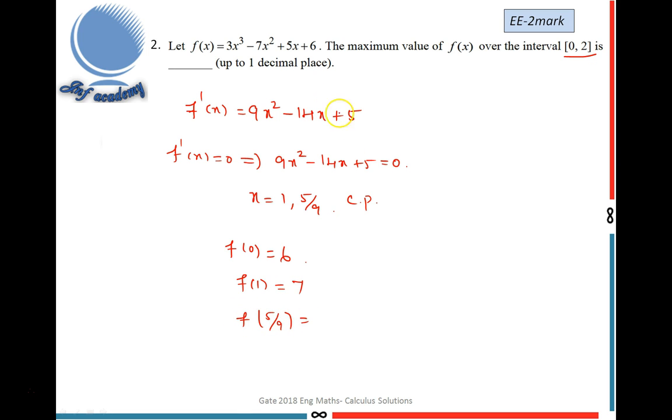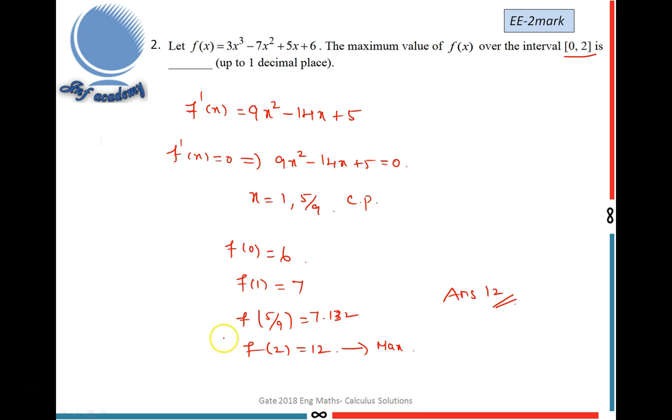Next, f of 5 by 9. Substituting x equal to 5 by 9 in f of x, I got 7 point something 132. F of 2 equal to 12. The maximum value of f is 12. You have to find the maximum value of f only. So the answer is 12. The final answer is 12.